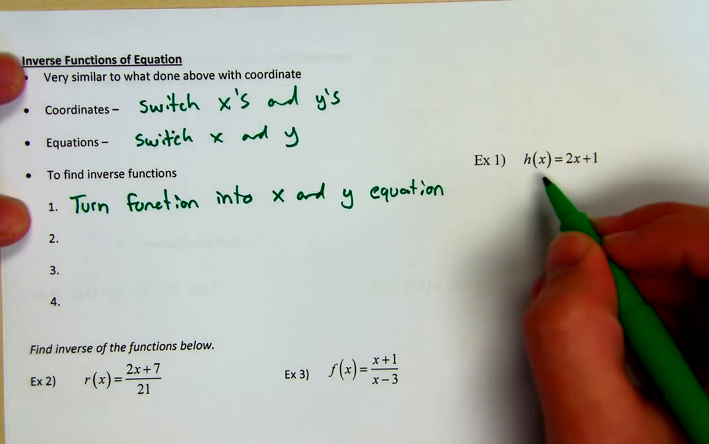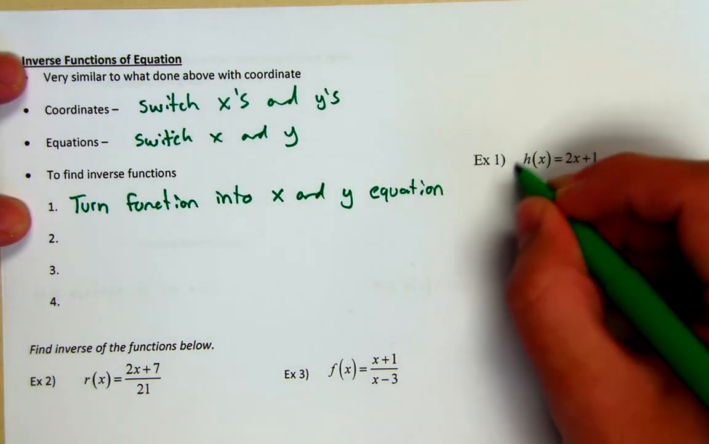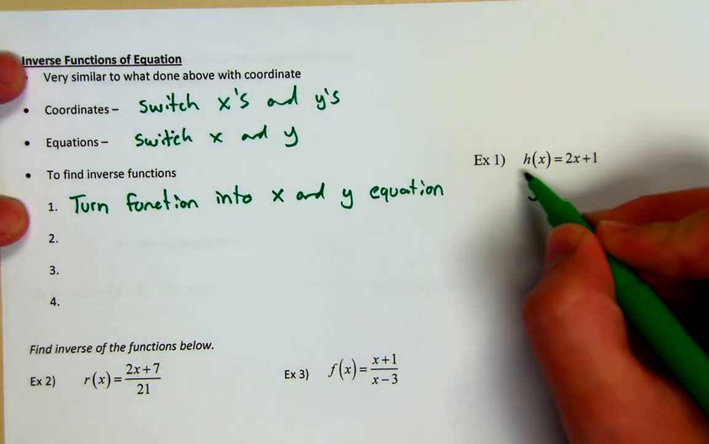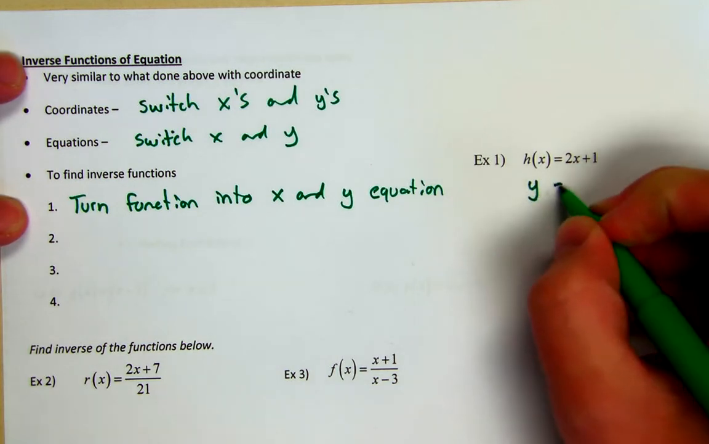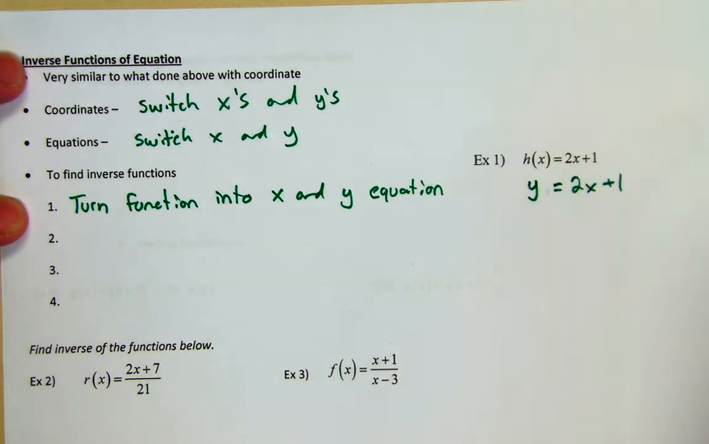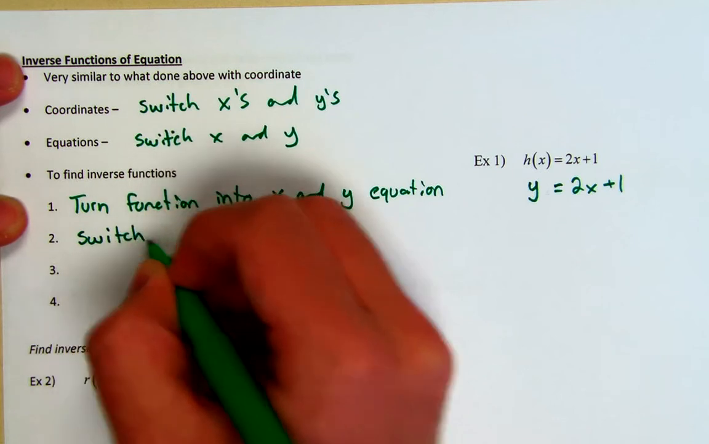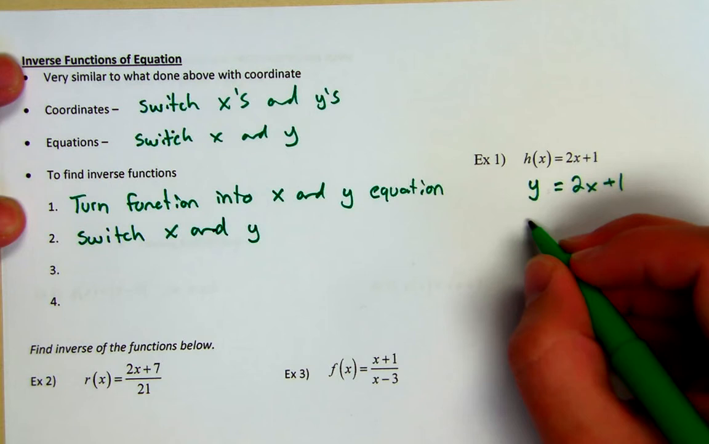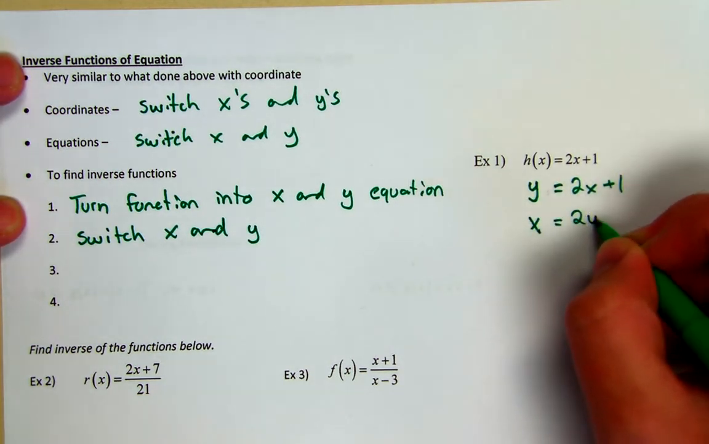So our function over here, h of x equals 2x plus 1, we're going to change h of x into y because we know that the function notation is interchangeable. So h of x is the same thing as saying y equals 2x plus 1. Our second step is going to be to switch x and y. So in this function, y becomes x, and 2x becomes y.